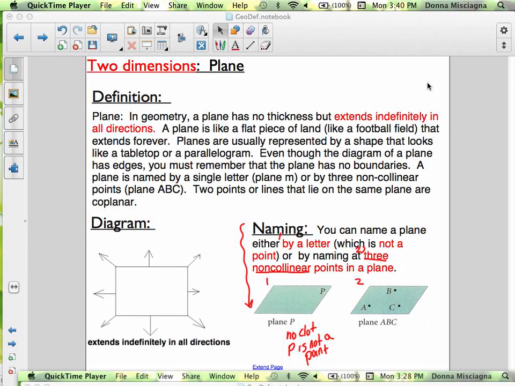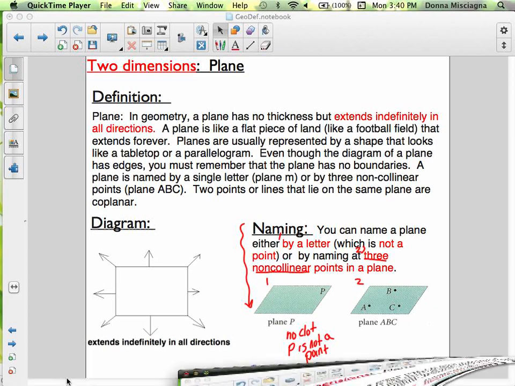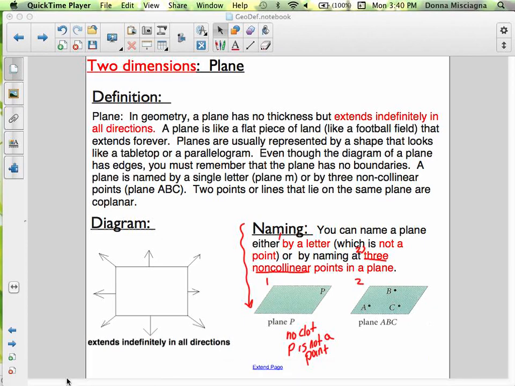Welcome back. So now our next vocabulary word we're going to talk about is a plane. Right? So let's get rid of that. Sorry about that. In your notes under plane, I'd like you to write 2 dimensions. And let's go over the definition of a plane.